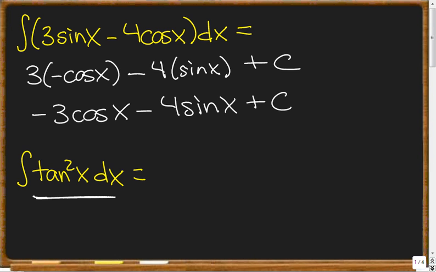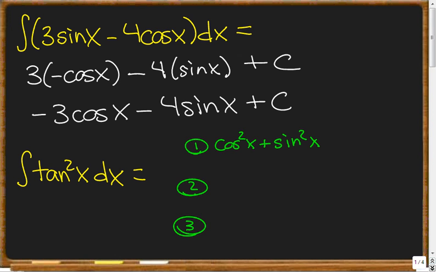Now, we didn't learn this one. We did not learn what the integral of tangent squared of x was. So we have to think about ways that we can deal with this. Now, as a quick refresher, there were 3 Pythagorean identities that we can use in order to help us solve trig equations. The first one we know pretty well, and that's cosine squared x plus sine squared x equals 1.